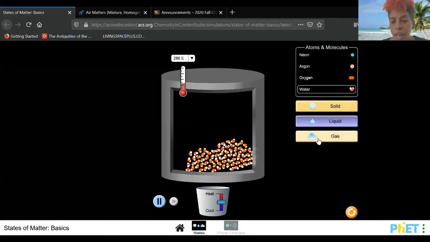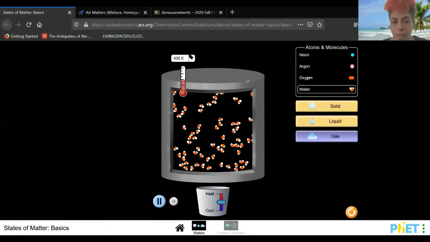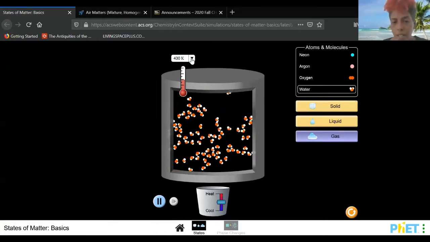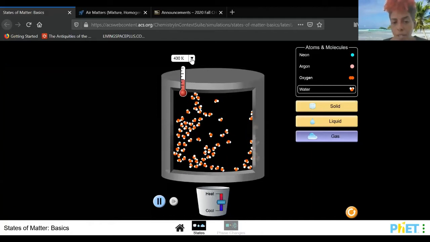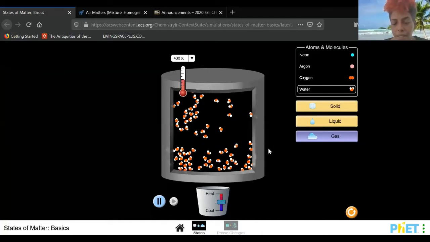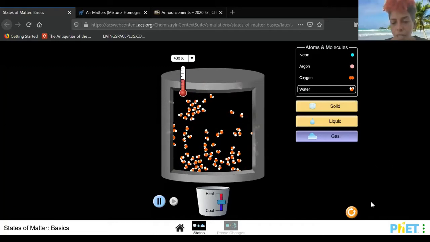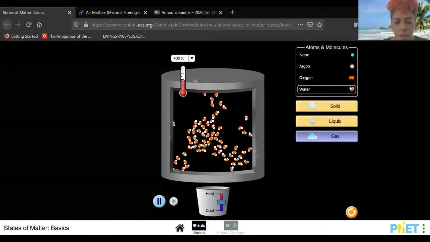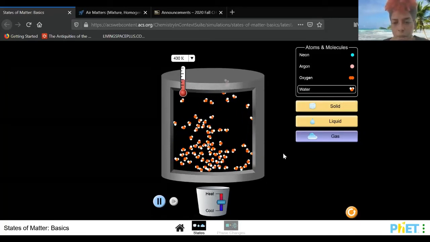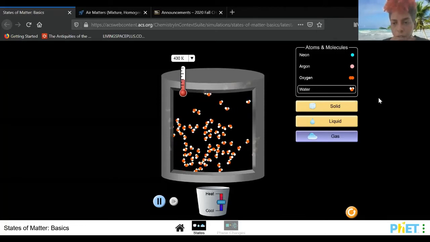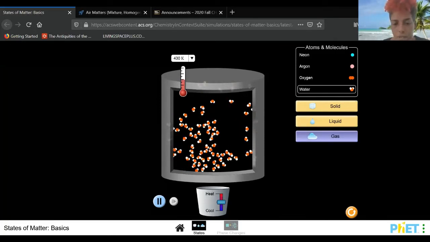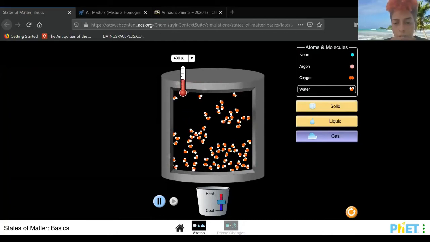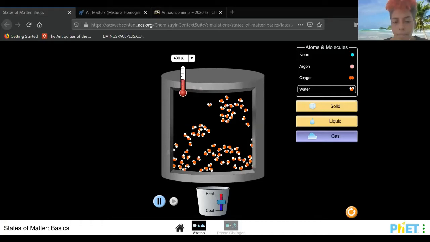Now let's look at what happens when this becomes a gas. Notice the temperature. It's over 100 degrees Celsius. For Kelvins, you just add 273. And notice how fast these molecules are moving around. Okay, so let's go back to our PowerPoint, and now let's go over our properties of solids, liquids, and gases.